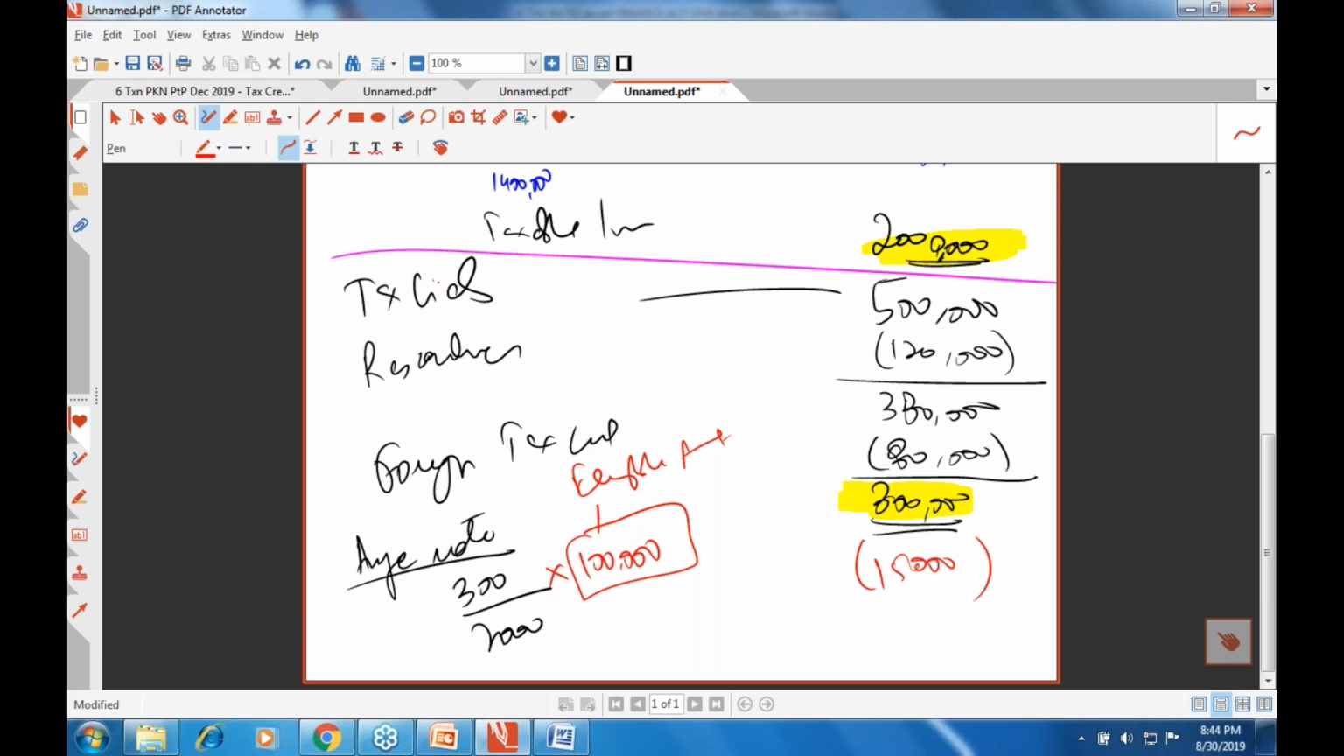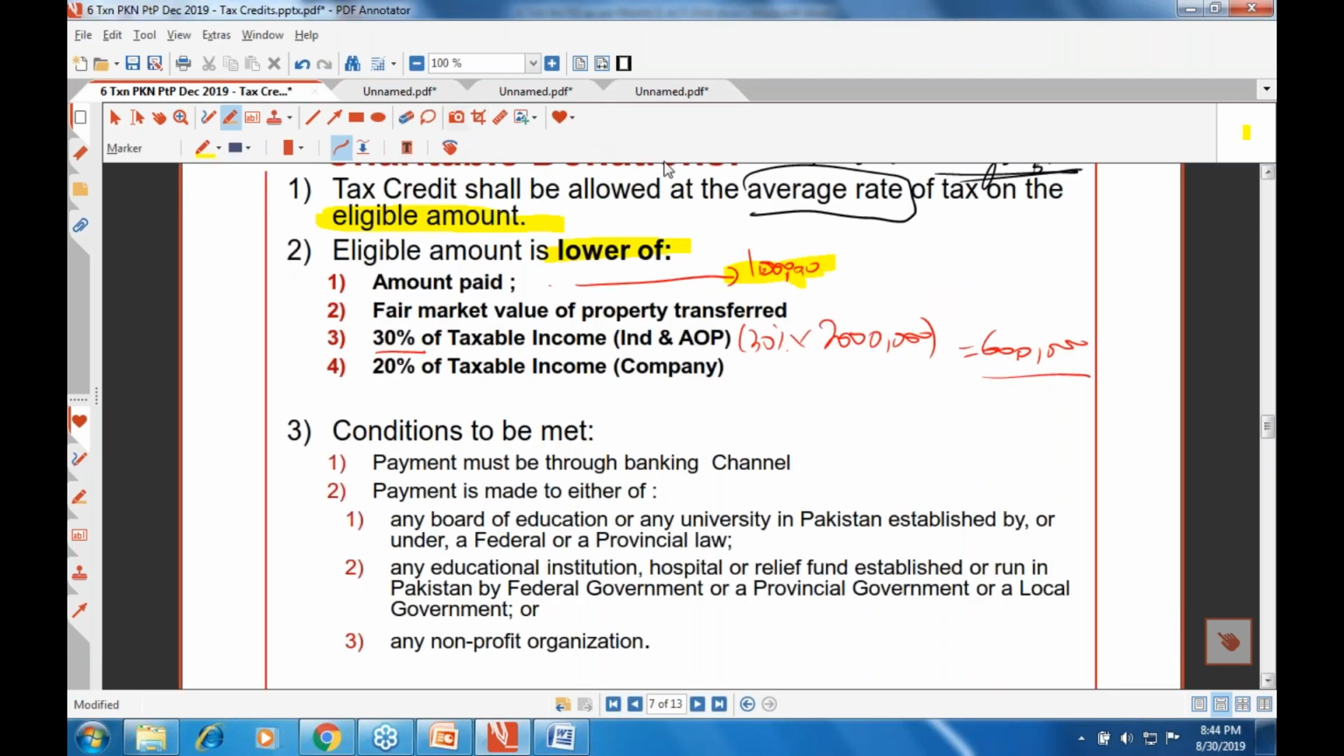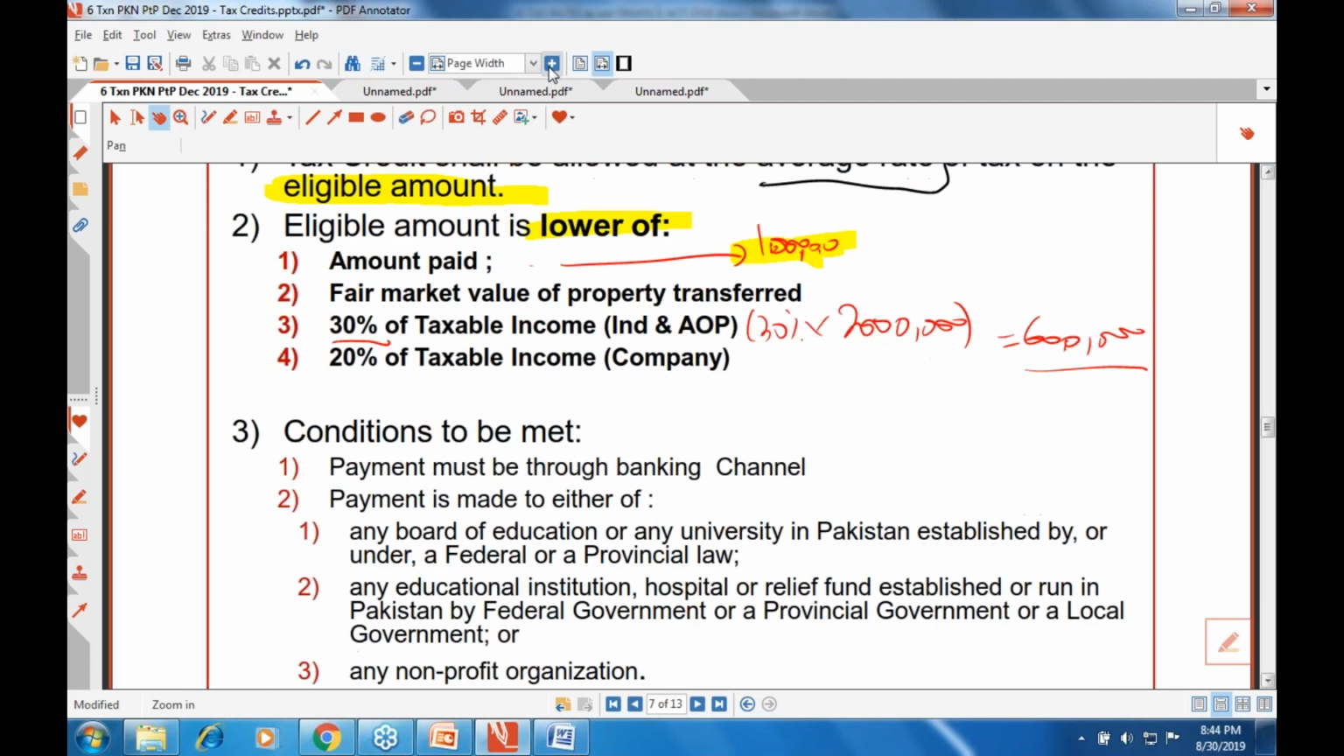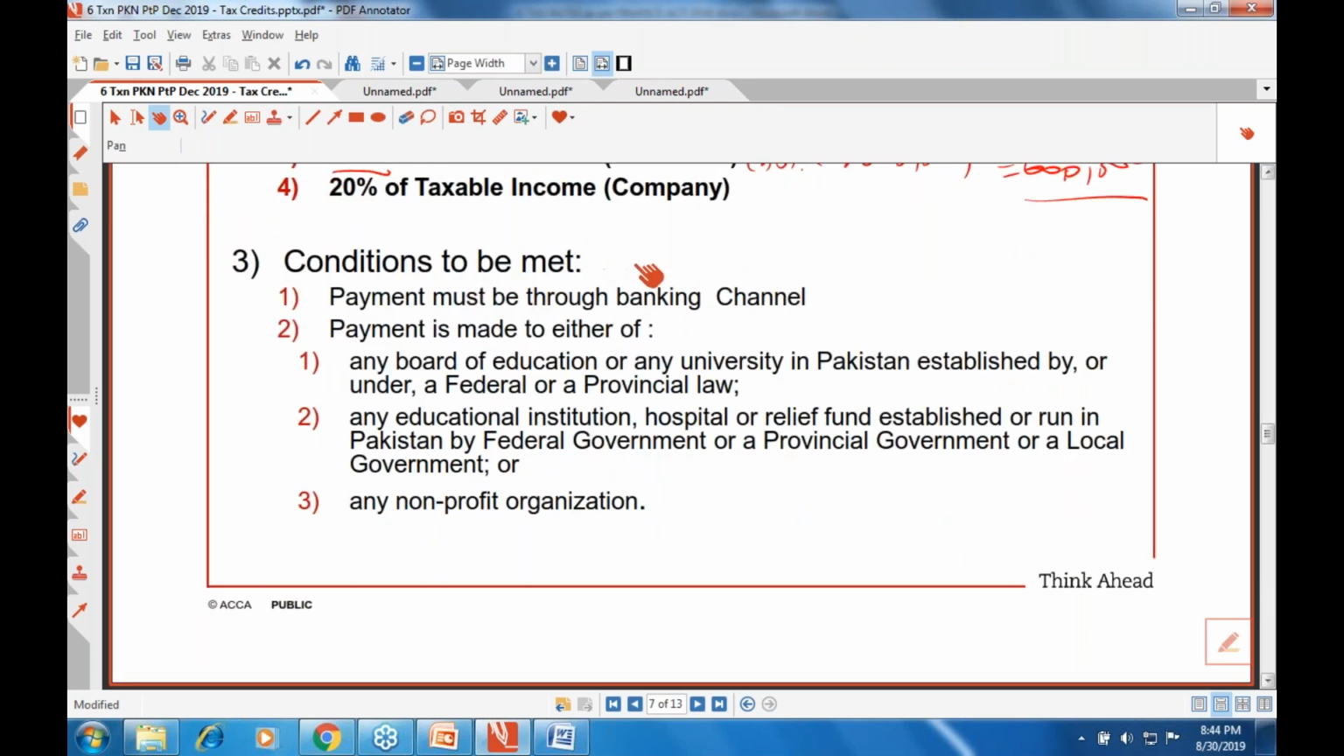Okay, now let's move a bit forward. Let's just start discussing. So basically, if you want to claim the tax credit on these charitable donations, then you need to understand few things, that there are certain conditions which need to be met. Number one, the payment must be through banking channel. Now this is very important, because a lot of these charitable institutions, they don't actually declare where they get the funds from.